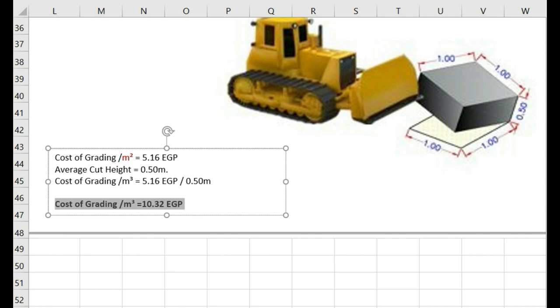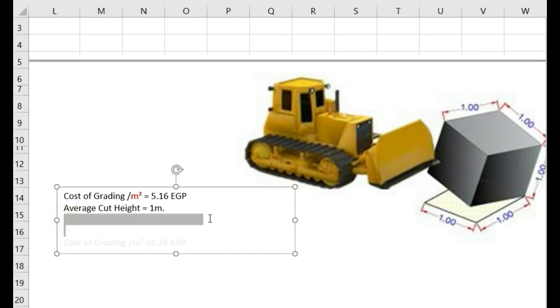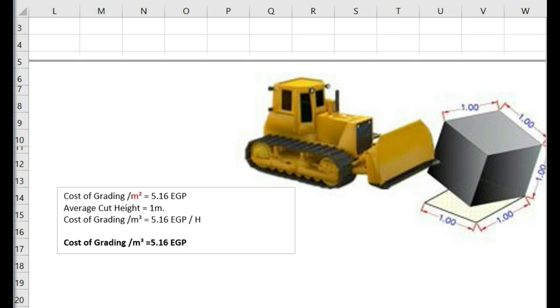But when the height of the cube is 1 meter, the cost of square meter will be the same in cubic meter. We are going to divide 5.16 Egyptian baht over the height of 1 meter. It will be the same. Our example here, consider the height is in 1 meter, if you remember.